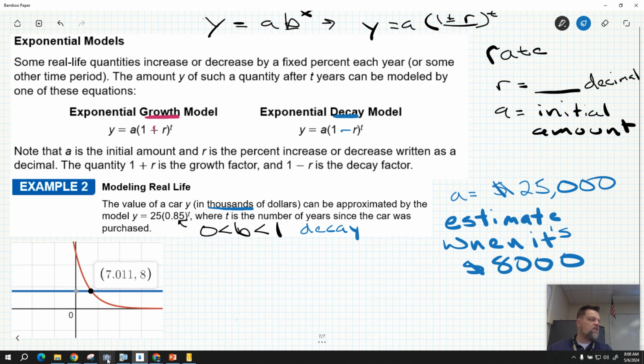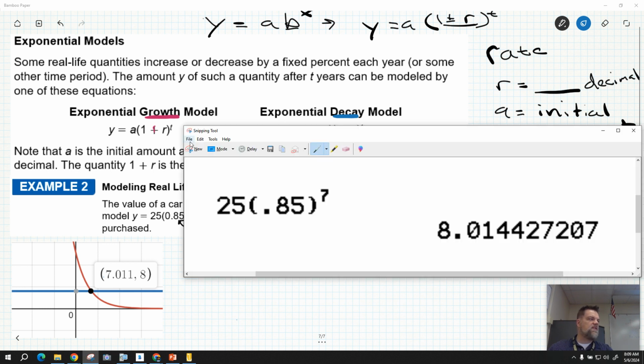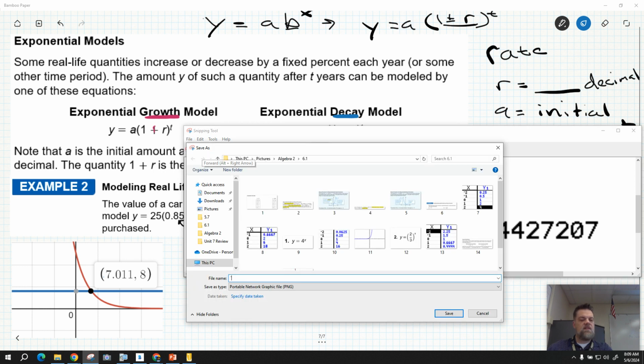Now there's another way that you could do it. Oops, I've got to save it. I forgot on this program, you've got to save it. 7. Oops.